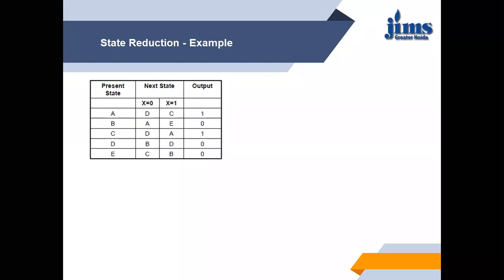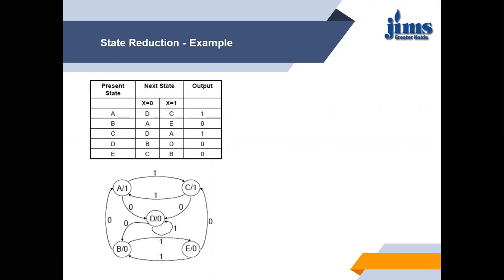Now suppose this state table is given to us, or we have found this particular state table, and the corresponding state diagram is like this. We have 5 states A, B, C, D, E. We have one input X and one output Y. Here you see that the output is written with the state, A/1. So as long as the machine is in state A, the present state, the output will be 1. So it is a Mealy machine.